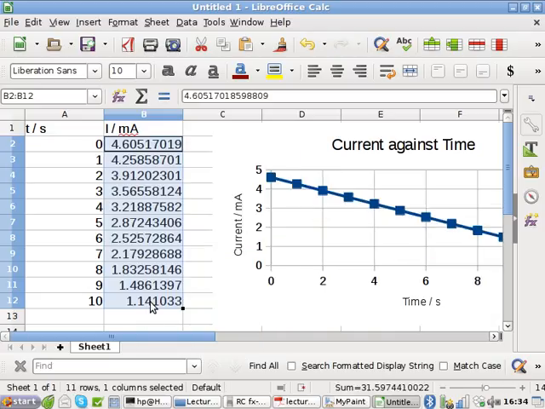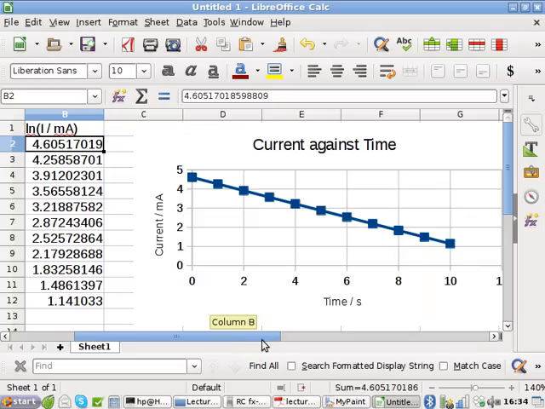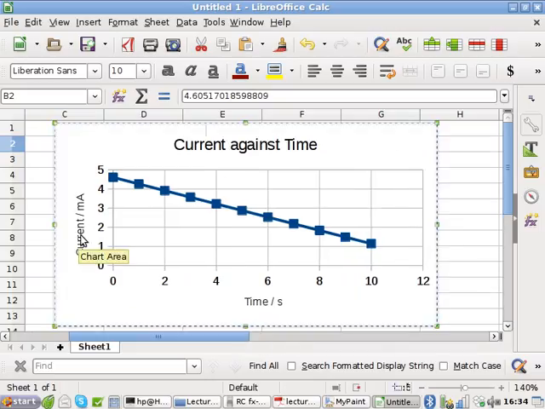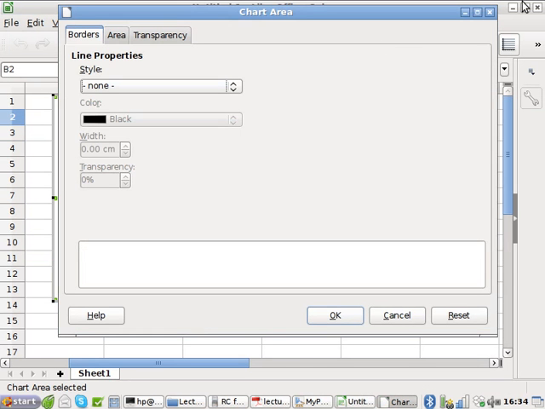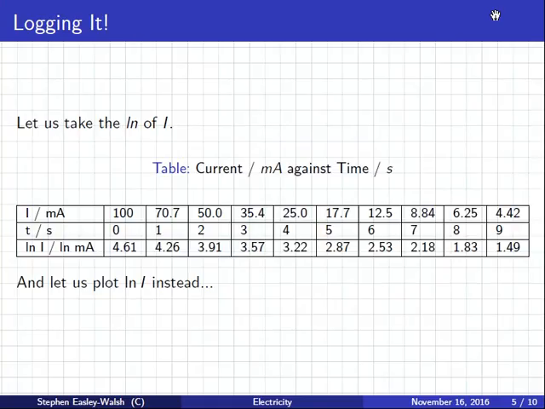There we go. So if instead I plot the log of the current instead of the current, you notice how now I have a straight line. Is that okay? So the point is, if I plot log I instead of I, I get a straight line graph now.